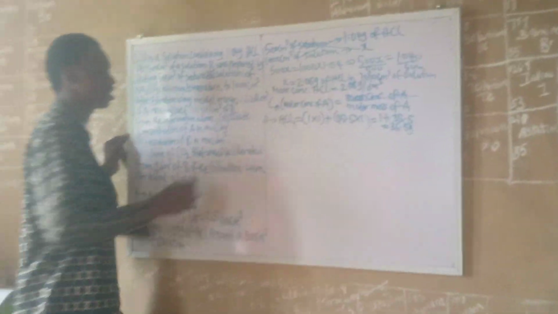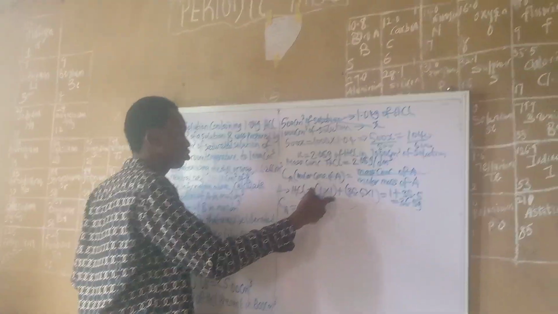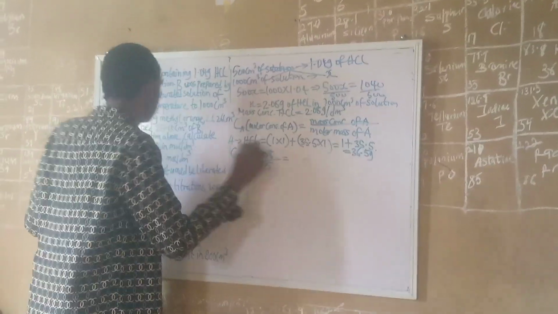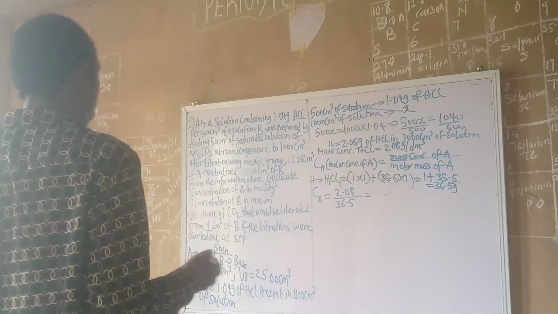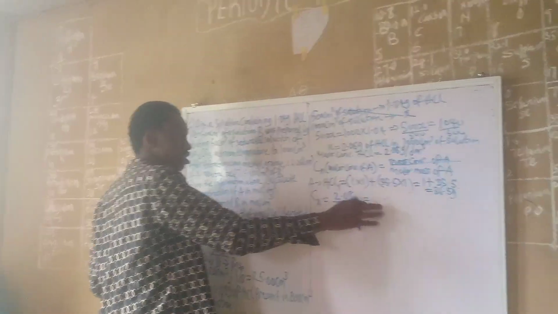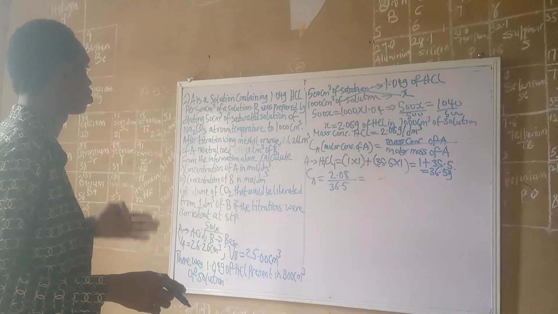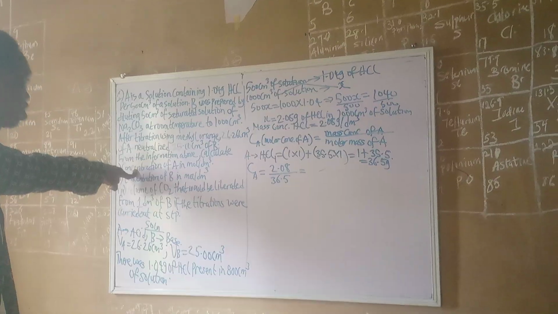So to get our molar concentration of A, it will be the mass concentration, 2.08, over 36.5, which equals whatever value we get. We put it here. So we have been able to solve question 1. Question 1 has been solved.